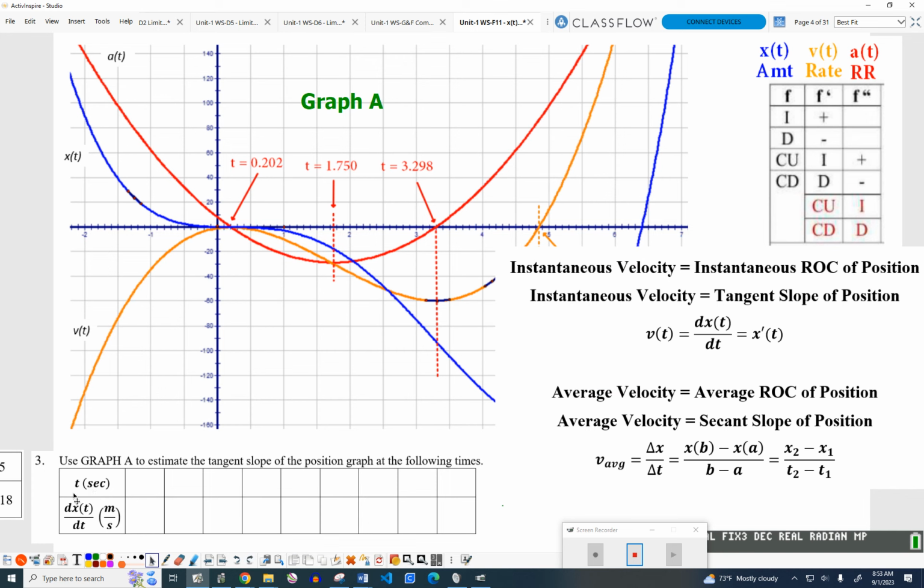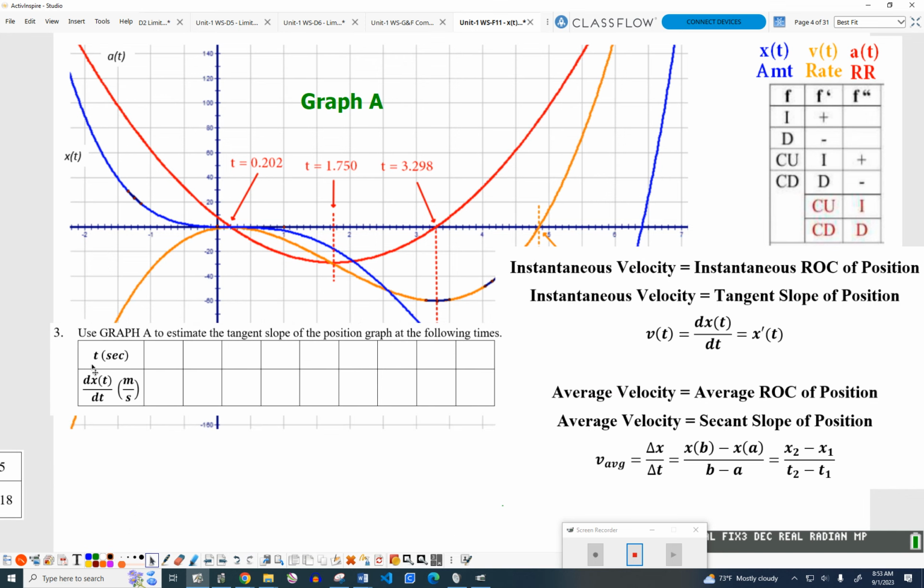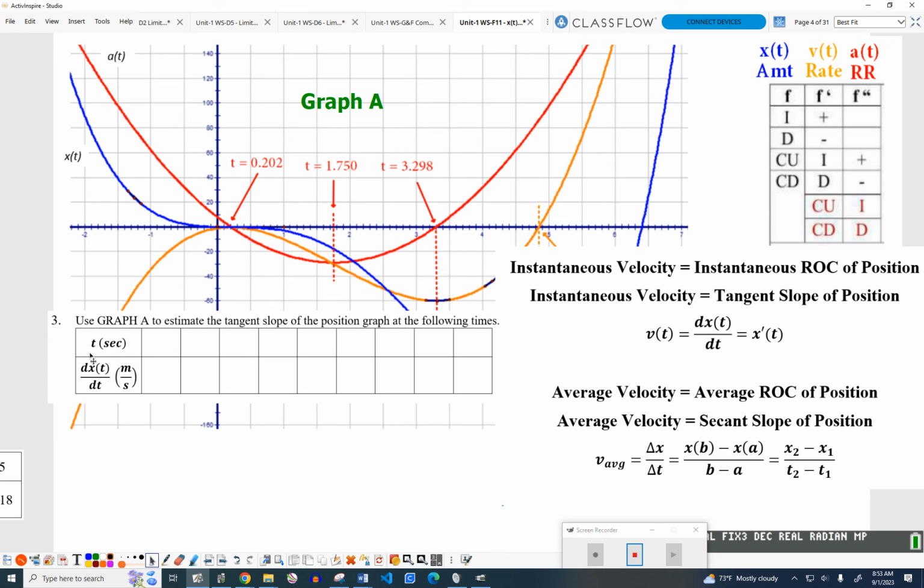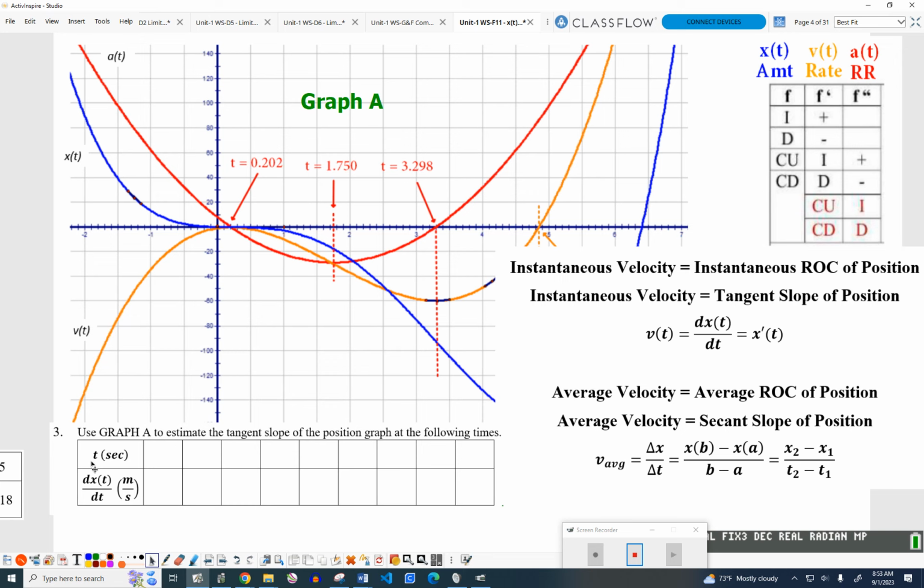It says use graph A, so we're on number 3. It says use graph A to estimate the tangent slope of the position graph at the following times. And I probably put the times on yours, but I forgot to put them in. That's my mistake. In this box right here, just write these in.